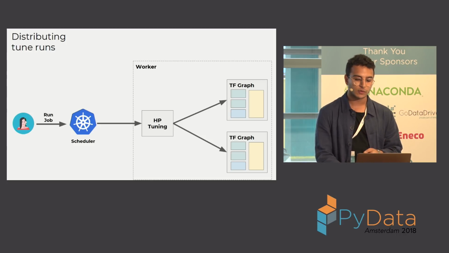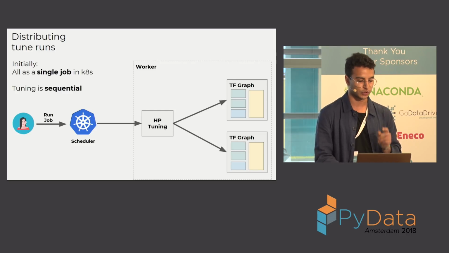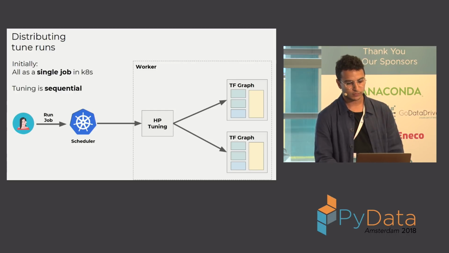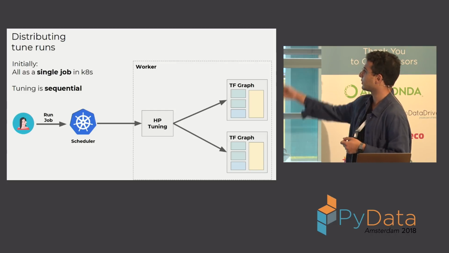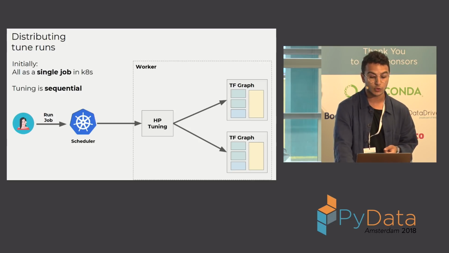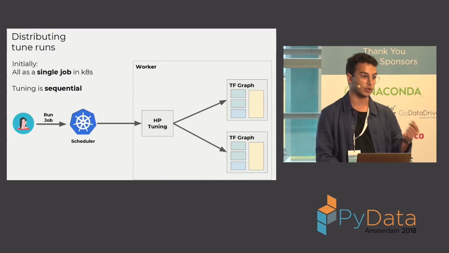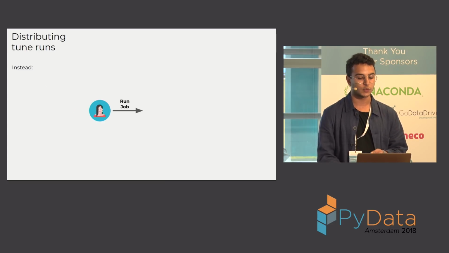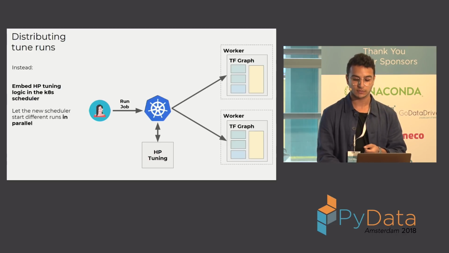So beforehand, we had everything as one job, so the whole process was being executed in one job, and tuning was sequential. So Kubernetes will start this job, I start with the first graph, I train it, I'm done, I move to the next one, and so on. So it was basically sequential. And in this case, we didn't really utilize as much as we could. So the question was, what if I can distribute these runs among different machines?